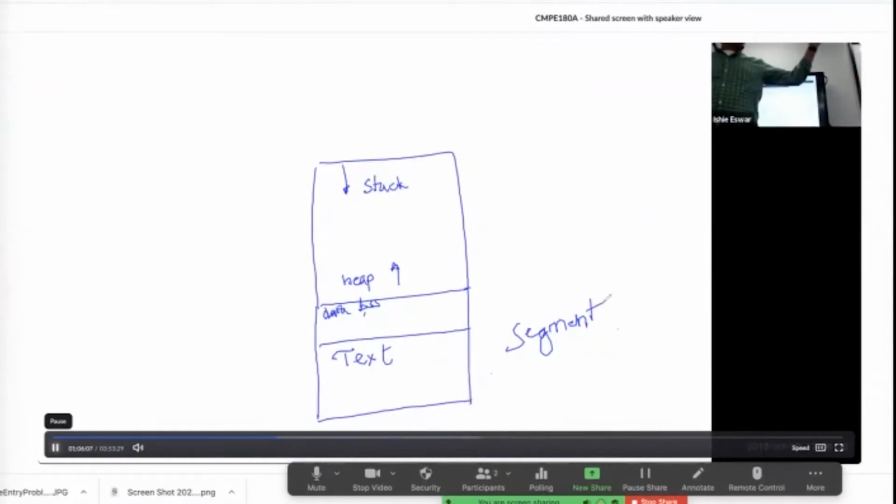Anyone know what a static variable is? You can remember? Yes, sir?